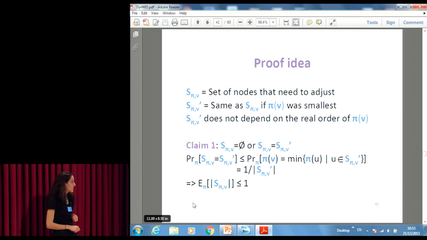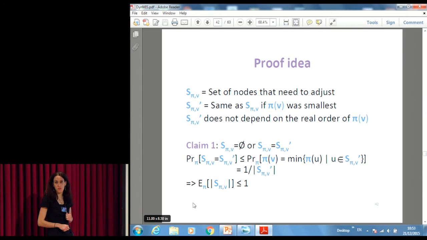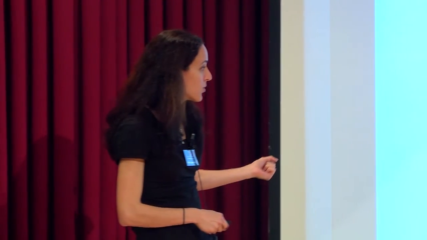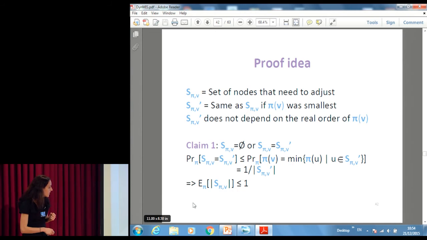Once I prove this, then I want to know what the expectation of the size of S is. Then I only need to check what is the probability that it's the same as S prime. And my claim will be that the probability that they're equal is at most the probability that the order of V is really the minimal among all the nodes in S_π,V prime. I defined S prime as the set of nodes that need to adjust if V was the smallest of the graph. And from the proof of this claim, which I'll try to show you, it turns out that this equality can only happen if the real order of V is actually the smallest among all of these.